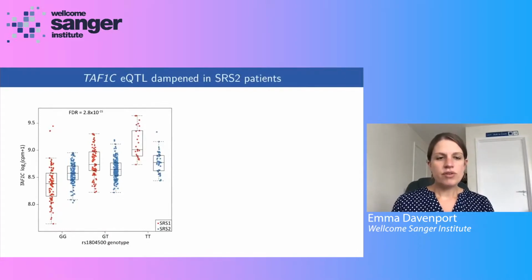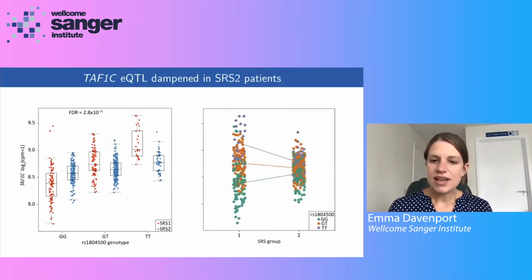This is an example of one of the interactions that we identified. This is the TAF1C gene. On the x-axis, we have the genotype of our SNP of interest, and on the y-axis, we have expression of the gene. Each point here represents one of the samples collected from the sepsis patients in the ICU, and they're coloured red if that sepsis sample was defined as SRS1, and blue if defined as SRS2. What this plot shows is that individuals in the SRS1 group, the red box plots, have a much steeper gradient, so a much stronger eQTL effect than those in SRS2.